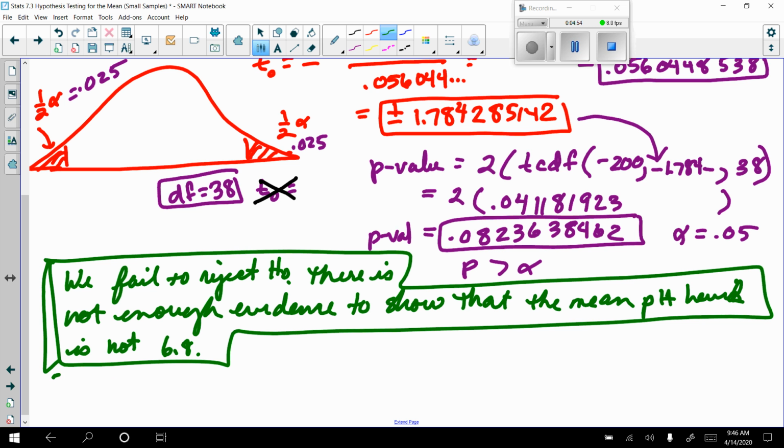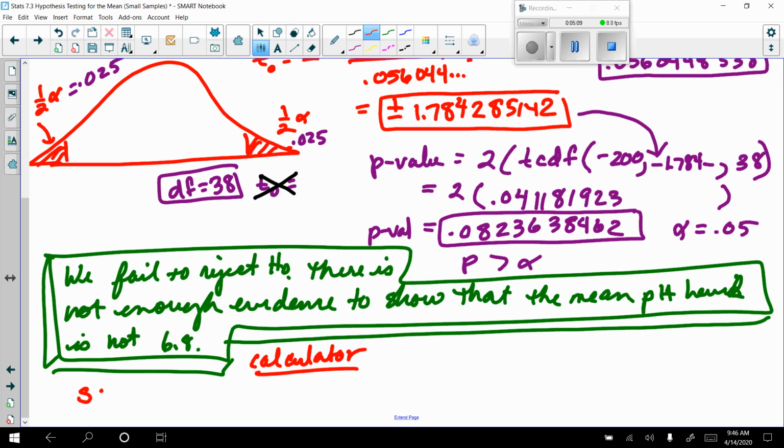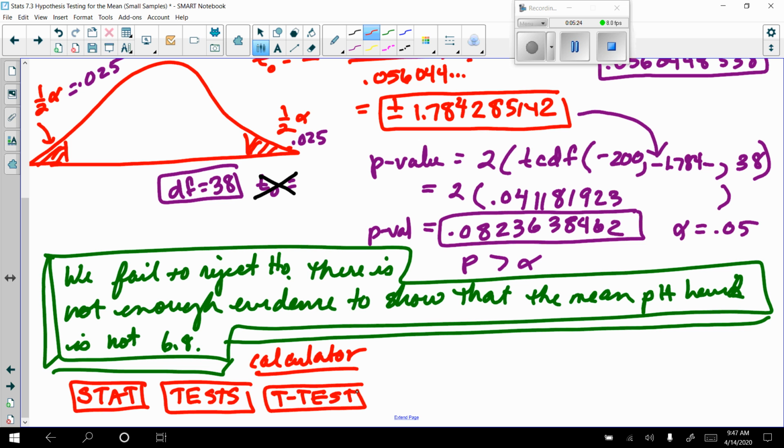Now we can also do the t-test using the calculator. So I'm going to show you that next. If you're doing these on a calculator, you're first going to hit the Stat button, and then you're going to go into Tests again. But the test you're going to pick is called a t-test. And then you're going to use the stats once you're in the t-test.